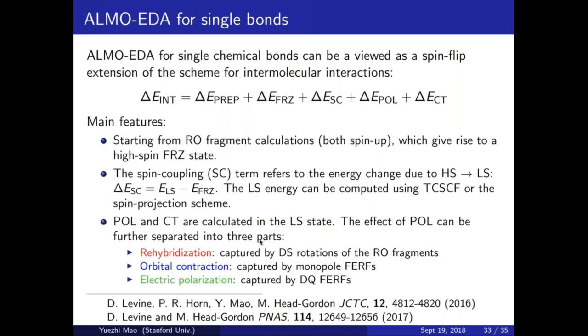And the effect of polarization can be further separated into 3 parts. The rehybridization, which is captured by performing the doubly occupied to singly occupied rotation of the RO fragments in the supersystem, and also the orbital contraction term, which can be important for a chemical bond with a hydrogen atom. And this is captured by a new scheme using monopole FERFs, and also the electric polarization, which is captured by the DQ FERFs.